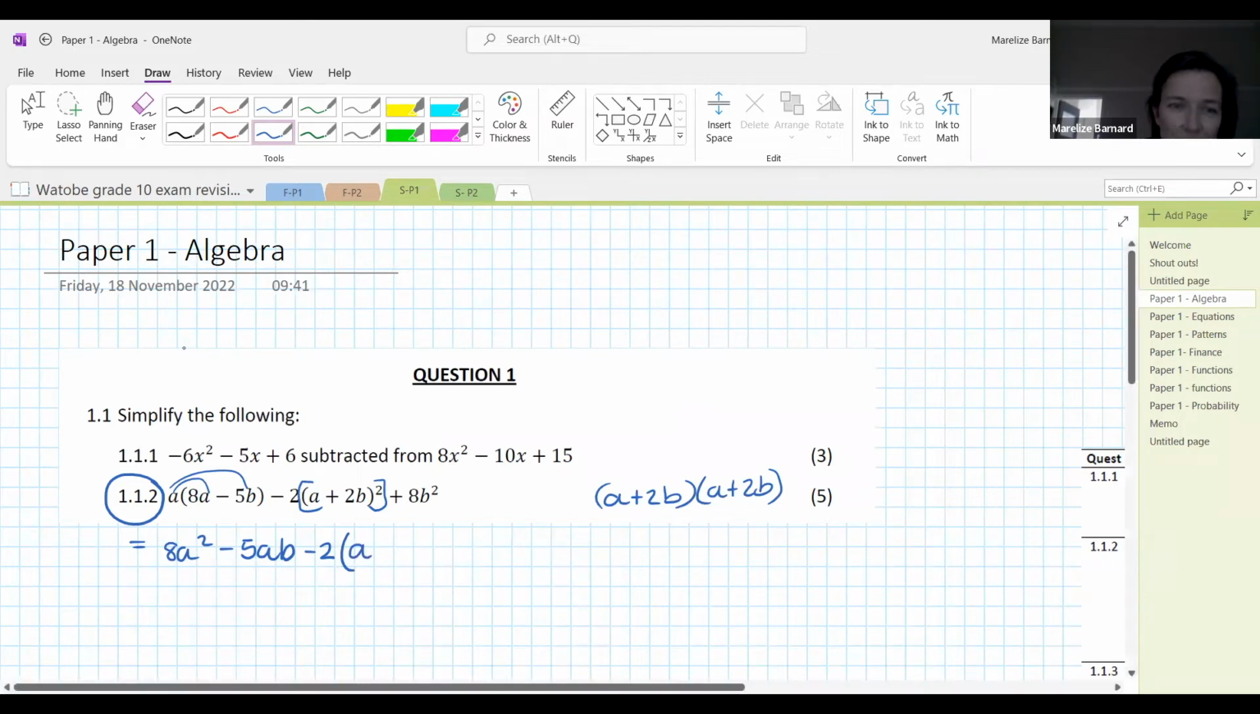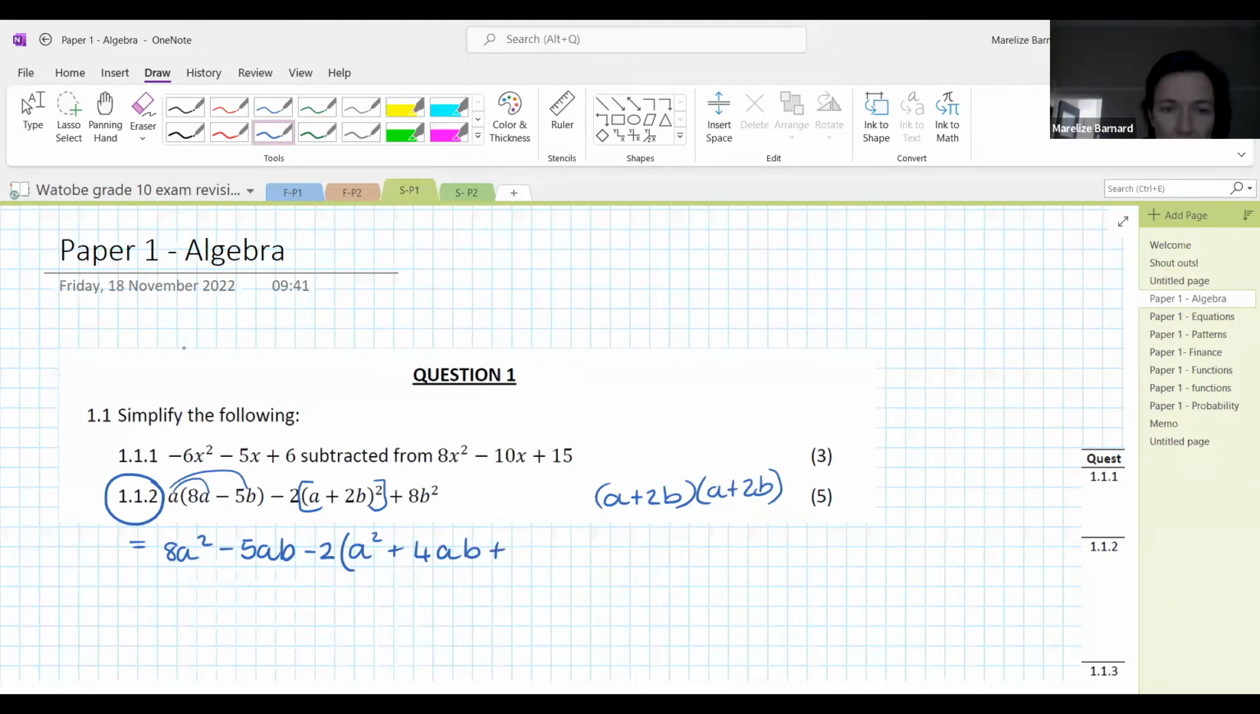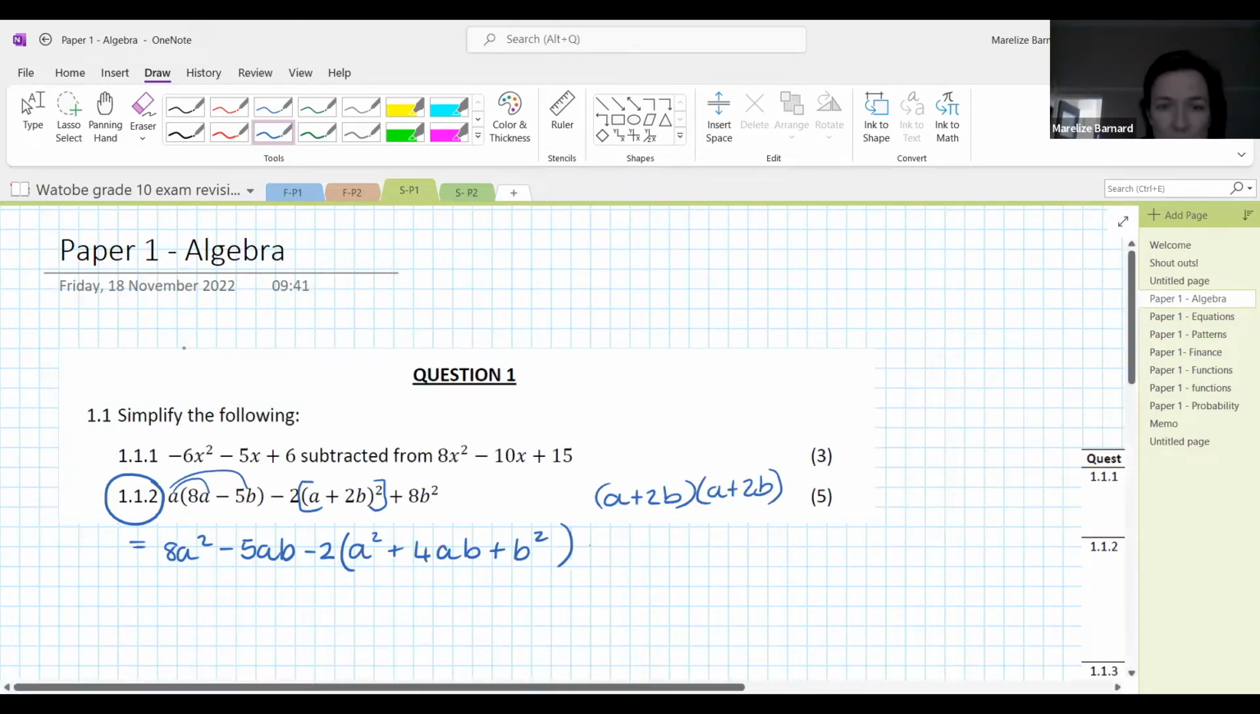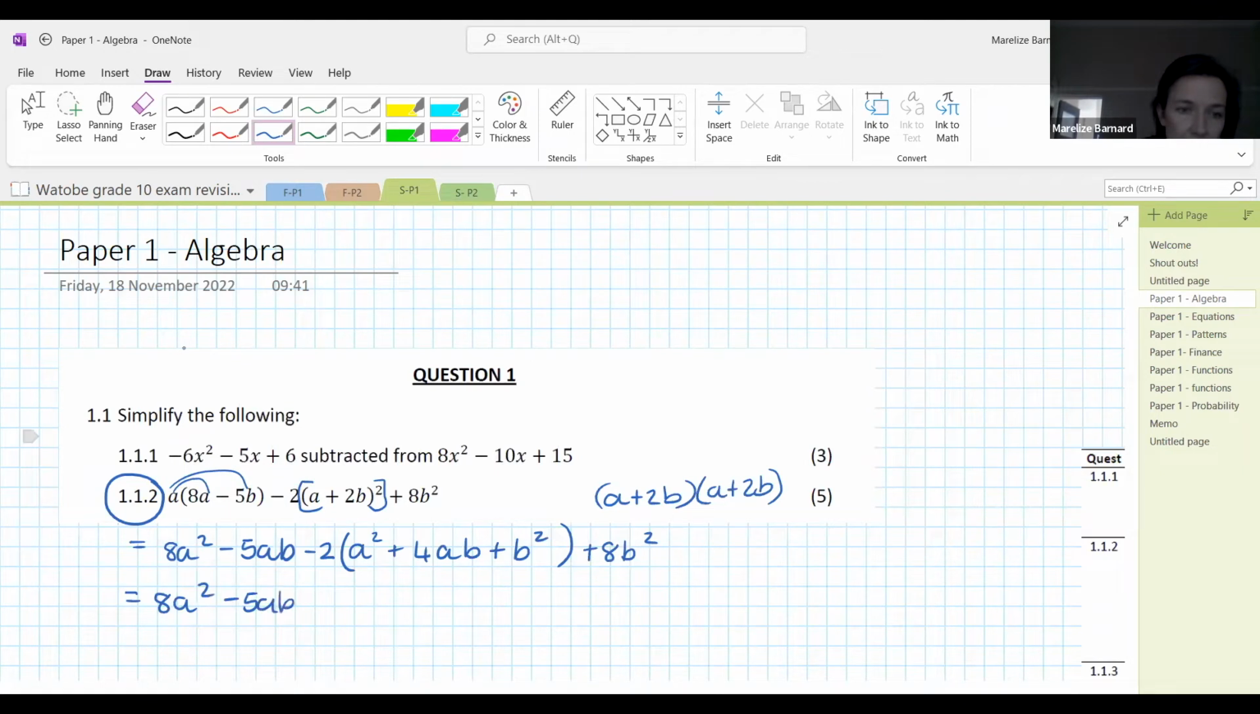Okay, so I'm going to square the first term, and to save some time, when you multiply this out, you get 4ab plus b squared. And then we are left with the plus 8b squared. And we're going to carry on removing brackets and put the minus 2 into the bracket now after we've multiplied it out. Minus 8ab minus 2b squared plus 8b squared.